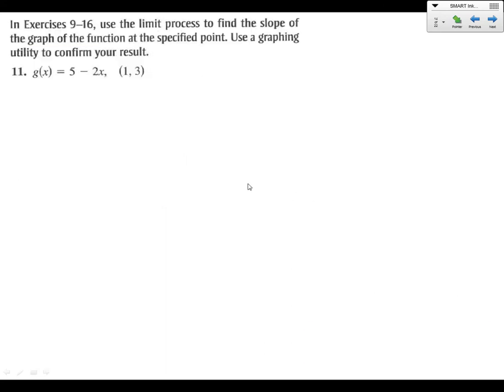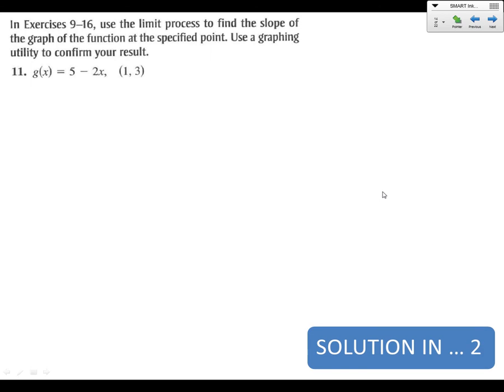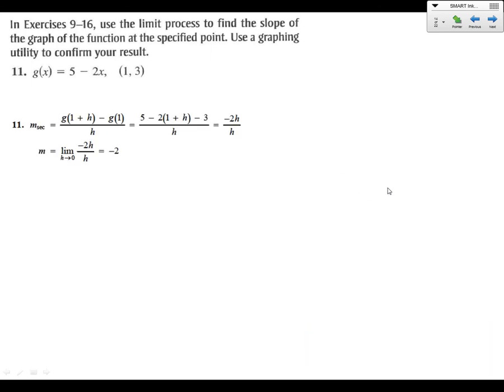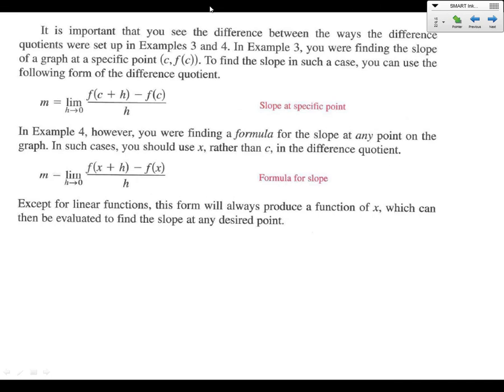Exercise 11. All right, so I just said this, but this is reinforced in the book. Notice the difference between 3 and 4. 3 and 4 was finding a specific slope at a specific point, right? Versus example 4, we found a general formula for the slope. So make a point of the distinction between those two things.